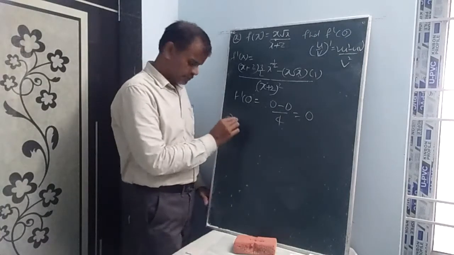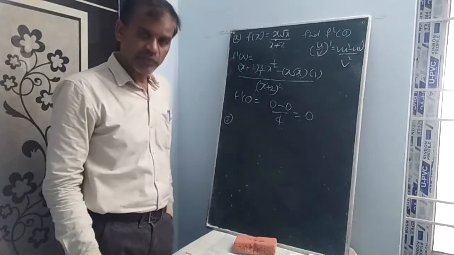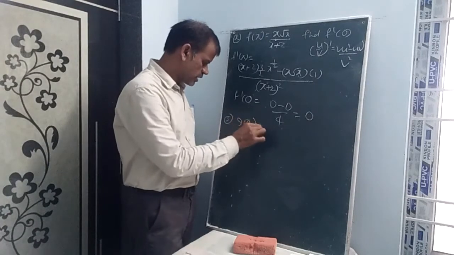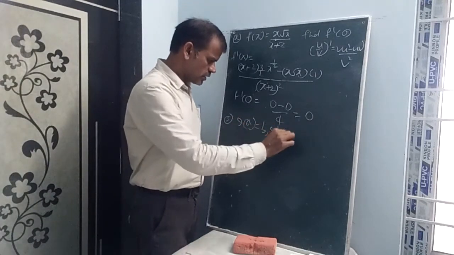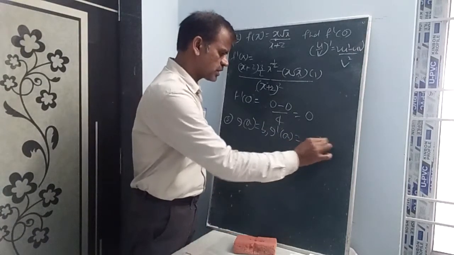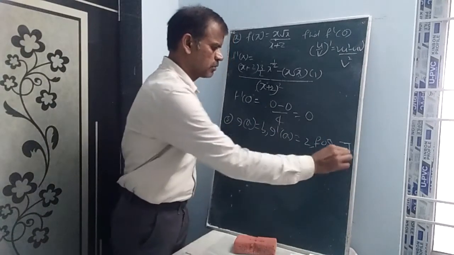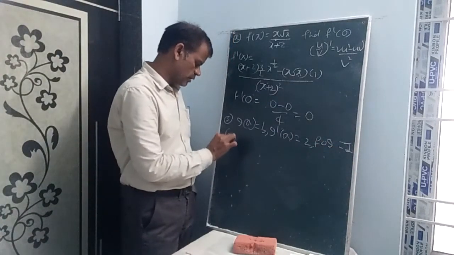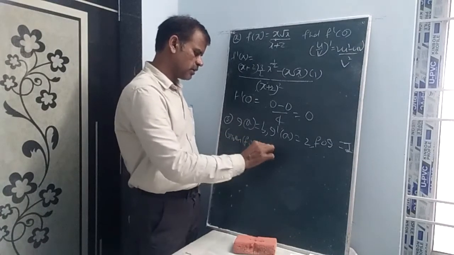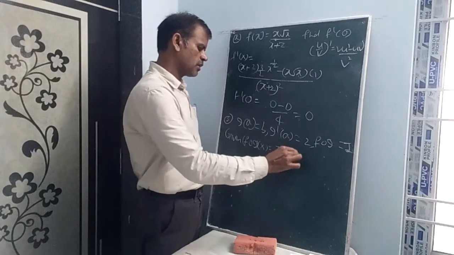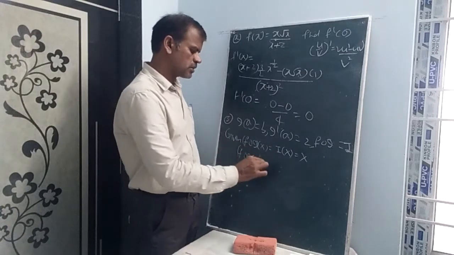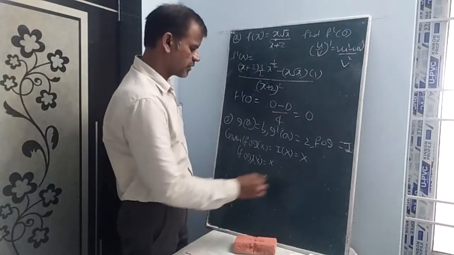Now third question. Let f, g be differentiable functions satisfying g of a is equal to b and g dash of a is equal to 2, and f circle g is equal to identity. So f circle g of x is the identity of x, and the identity of x is nothing but x. This is an identity theorem in the functions chapter. So f circle g of x is equal to x.